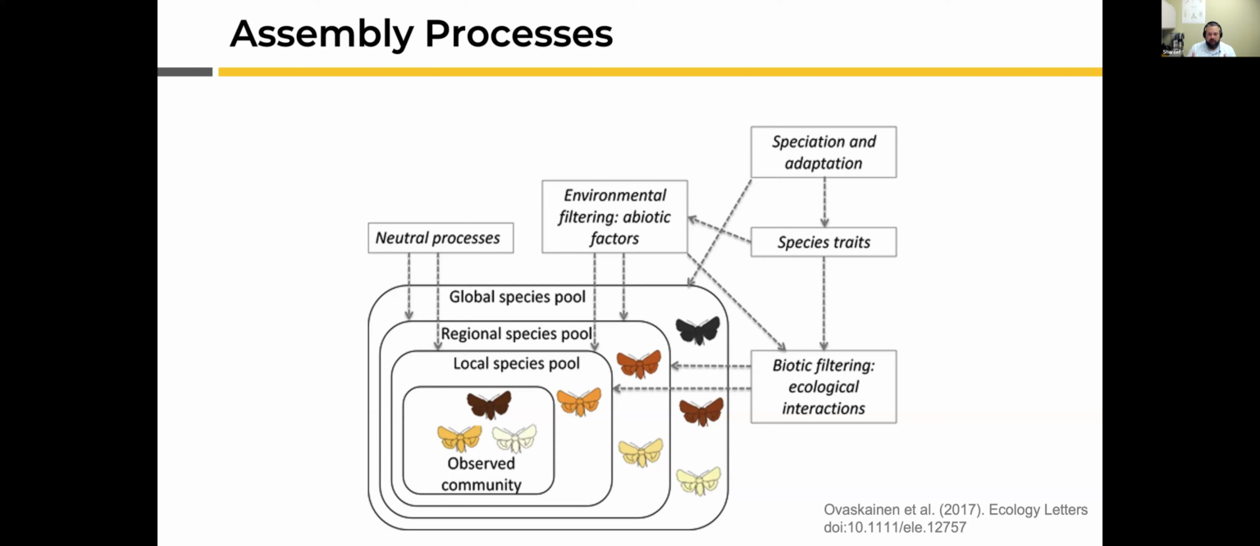So one of the things that is of great interest to people are assembly processes. Right? How do communities come together? How do they form? And this is of great importance to people who study perturbations. So if something happens to a community, if there's some sort of ecological disaster, or some sort of insult to the community, how does the community reform?